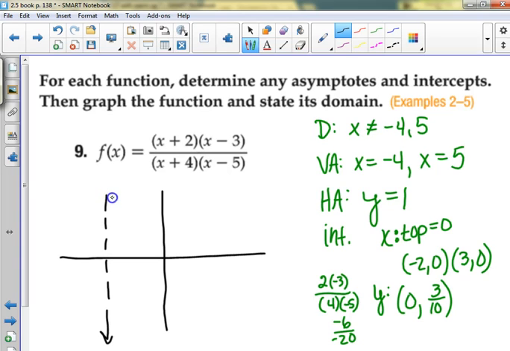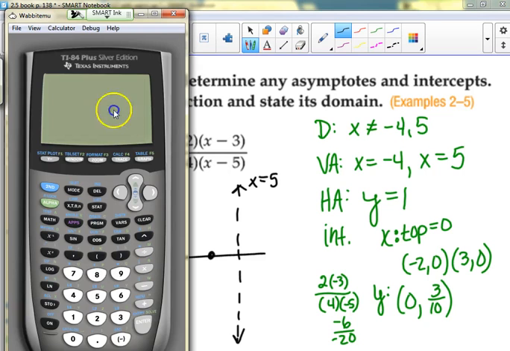-4, +5, -2, +3, 3/10. I'm thinking it's gonna do, oh, okay, maybe it's doing a parabola thing in the middle. Before I draw any more, let's actually type it in.